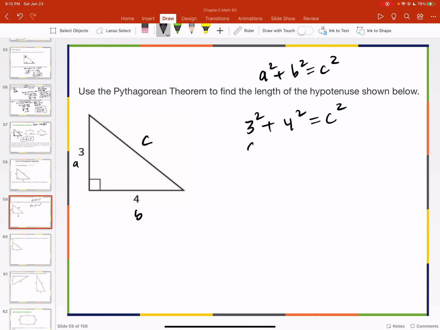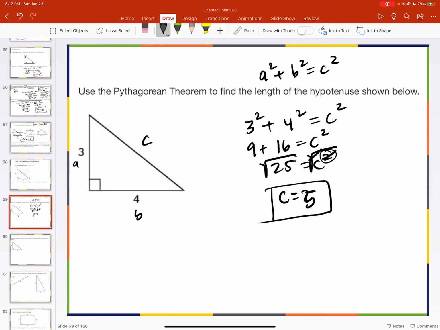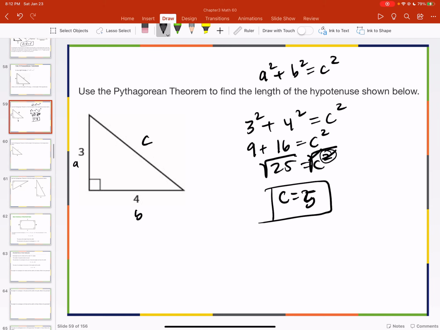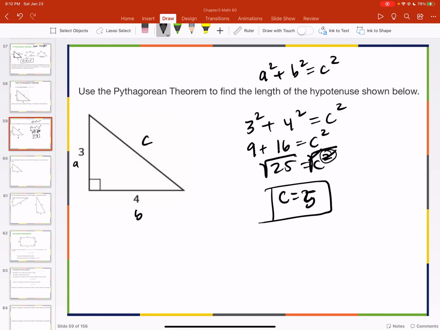That's the hypotenuse. So 9 plus 16 is equal to c squared. 25 is equal to c squared. How do we get rid of the squared here? We do what's called the square root. Okay, that's the inverse operation, right? So then c will equal 5. The square root of 25 is 5. Okay, so that's kind of how you solve problems using the Pythagorean theorem.